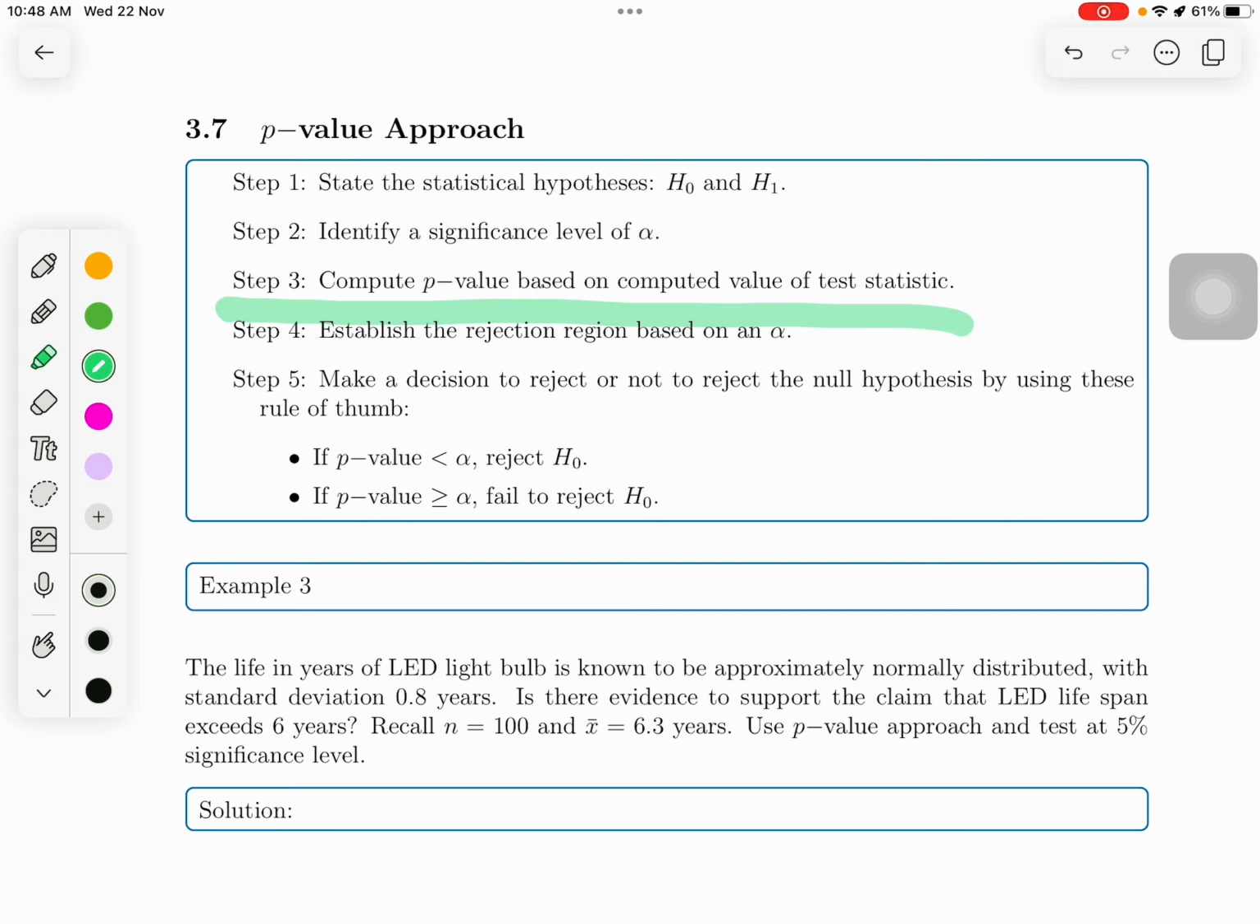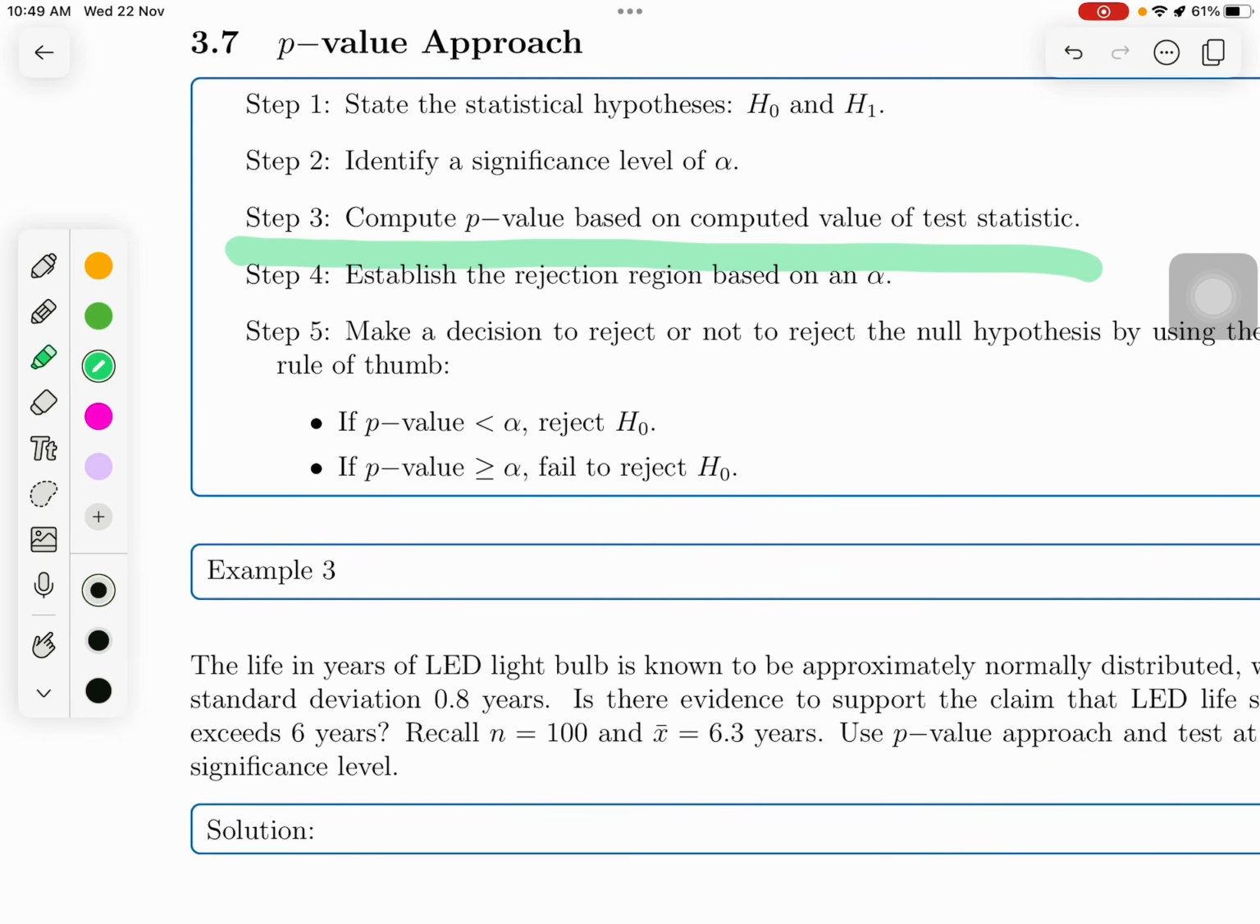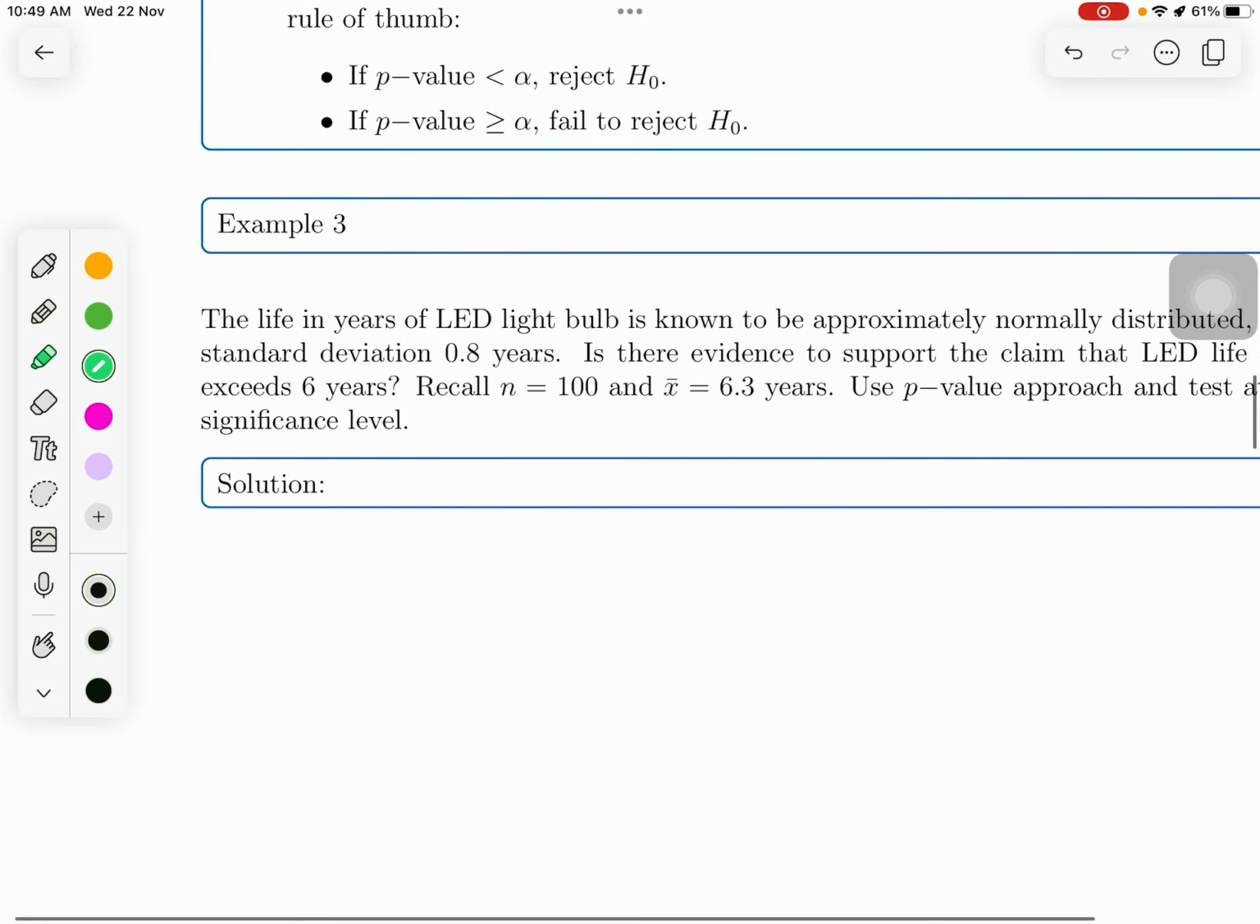The first step is you state the statistical hypothesis. Step 2, you identify the significance level alpha based on the question. Step 3 is you compute the p-value based on the computed value of the test statistic. Then step 4 and step 5 are still the same: establish the rejection region and make a decision. What is important in the p-value approach: if the p-value is less than alpha, you reject H null. If not, you do not reject H null. That's all. Very simple. So let's take a look at example 3.